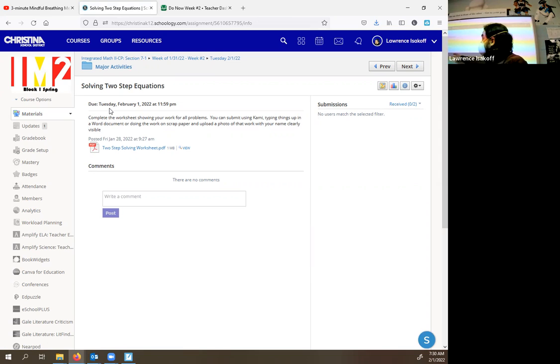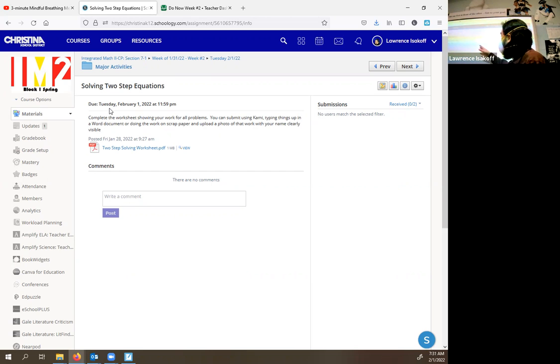So all it is, is a PDF of the worksheet. Complete the worksheet by showing your work for all problems. I know some of these are two-step problems, and you're like, they're pretty easy. Well, if it's easy to show your work, please take the extra 10 seconds to do so, so we have an understanding of how you got to that answer and make sure you really understand what to do when things get more complicated, as we'll see in multi-step problems on Thursday.